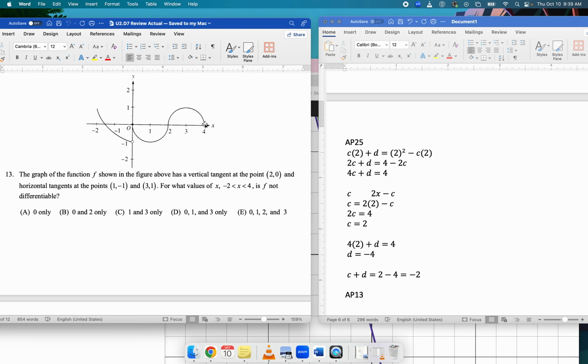And that's it. Of course, the derivative would be undefined at 4 as well, because the tangent line is getting vertical there too. But they're only asking about x values strictly between negative 2 and 4, so you don't care about 4. So it's 0 and 2 only. There's nothing wrong with 3. The derivative is just 0 at 3. That's fine, it's not undefined. Again, there's nothing wrong with 1 either.